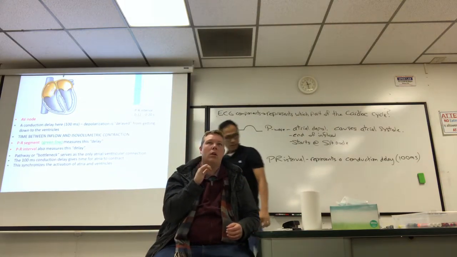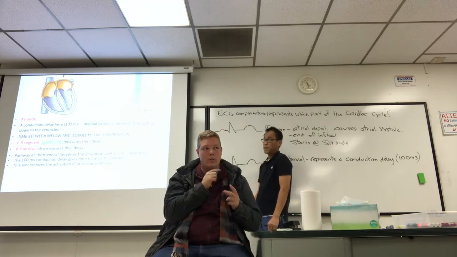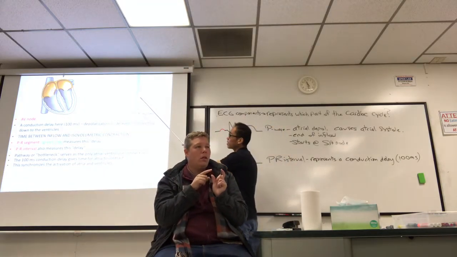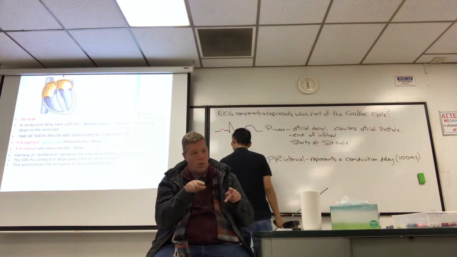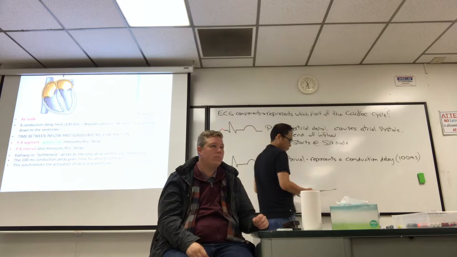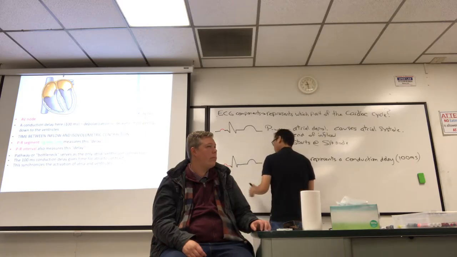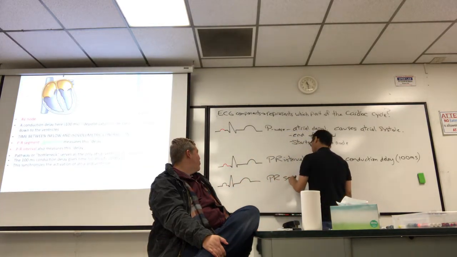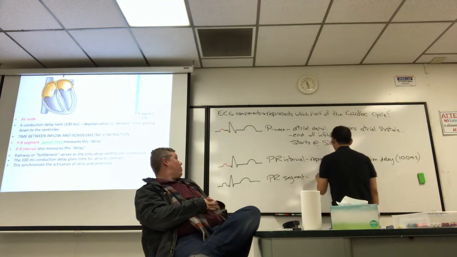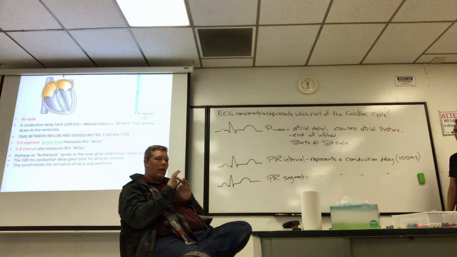Now, there's another way you could do it. Instead of measuring the P wave and this little red segment, you could just measure the little red segment, and that's called the PR segment, right there. Just the segment between P and Q, that very small segment. So this segment also represents a conduction delay. It's the same thing, just measured in a different way. Usually we have students measure the PR interval to measure that delay.